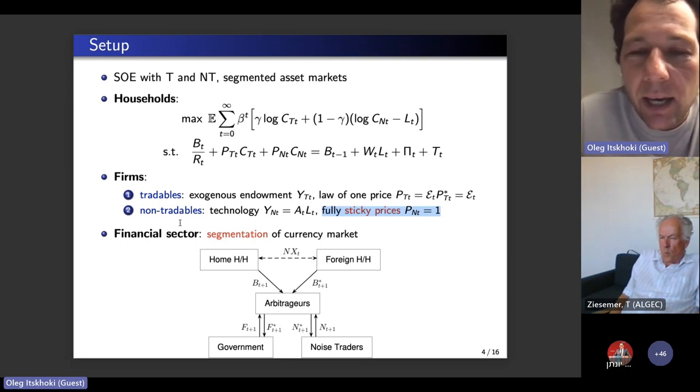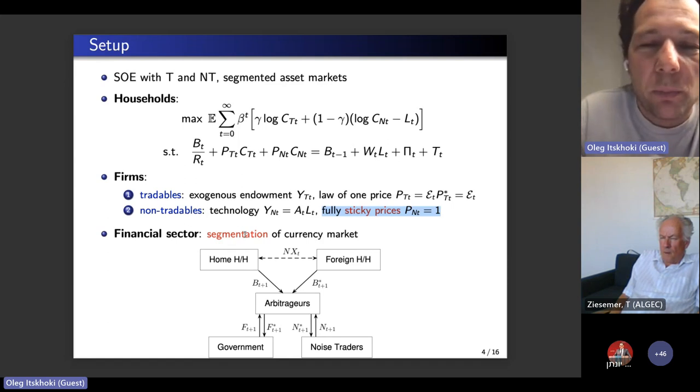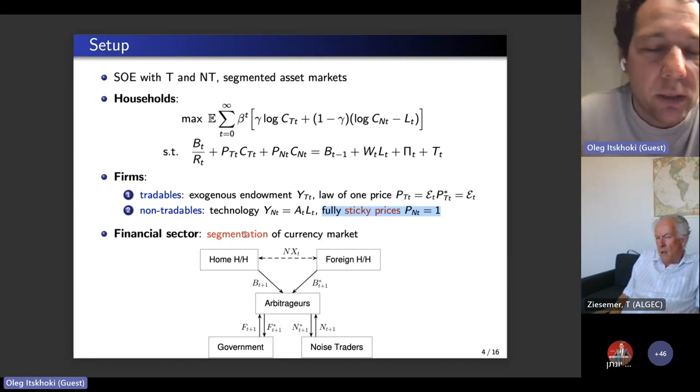I'll show you exactly how it will look with the equations in a second, but this will make it easier for me to explain the new part of the model. You'll see in a second.